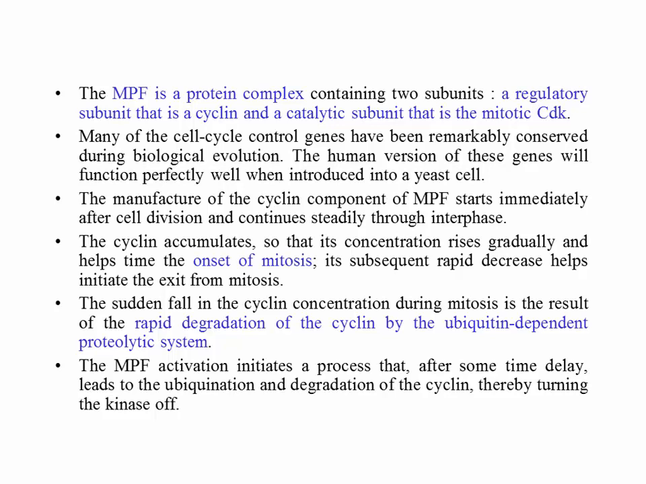The manufacture of the cyclin component of the M-phase promoting factor starts immediately after cell division and continues steadily through interphase. The cyclin will accumulate, or its concentration will build up. And then when the concentration crosses a particular threshold, it times the onset of mitosis, right? Its subsequent rapid decrease helps initiate the exit from mitosis, right? And the sudden fall in the cyclin concentration during mitosis is the result of rapid degradation of the cyclin by the ubiquitin-dependent proteolytic system. Anybody remember what that was? What was ubiquitin?